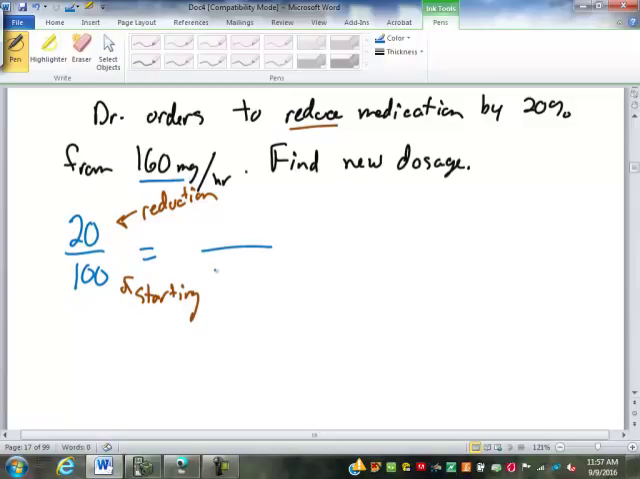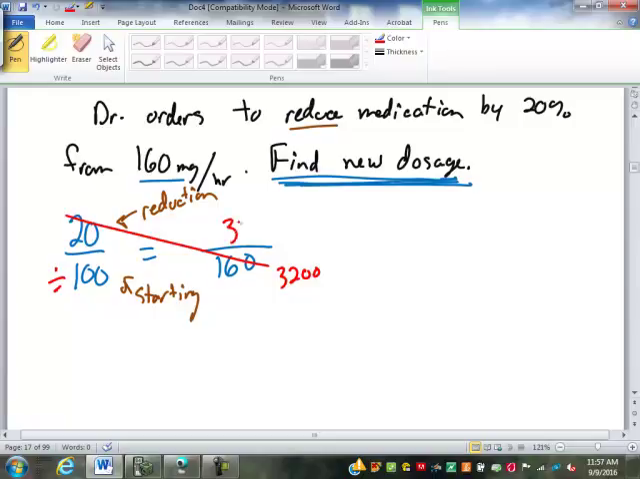Do we know either of those numbers? Yeah, we know that the 160 is the initial amount. That's what we started at. Is the amount of the reduction what we're looking for? Not really. It'll help us get to what we're looking for. But what we're really looking for is the new dosage. But we can go ahead and find that reduction. Cross multiplying, 20 times 160 is 3,200. Divided by 100 is 32. That is the amount of the reduction. We are looking for the amount of the new dosage.